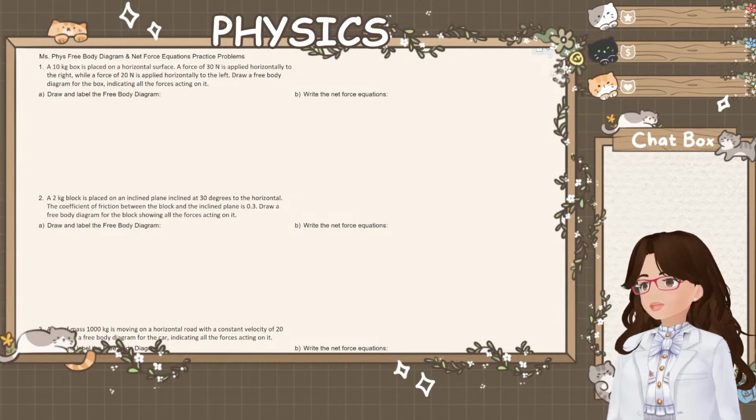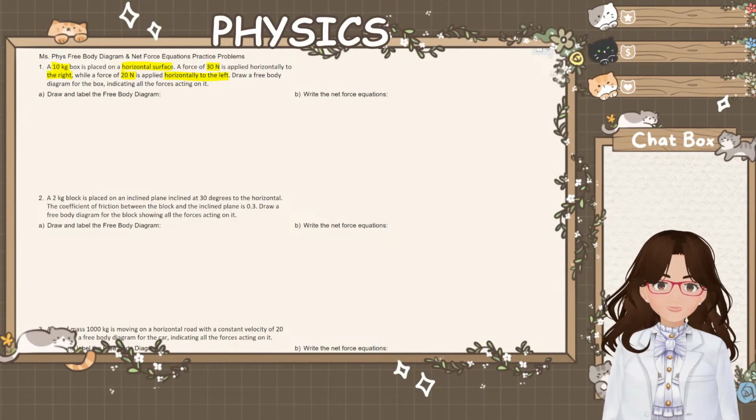So our first problem is a 10-kilogram box is placed on a horizontal surface. Okay, so I know that it's on a flat surface. I have mass. A force of 30 newtons is applied horizontally to the right. Okay, so it gives me information about the force, while a force of 20 newtons is applied horizontally to the left. Okay, draw a free body diagram for the box indicating all the forces acting on it.